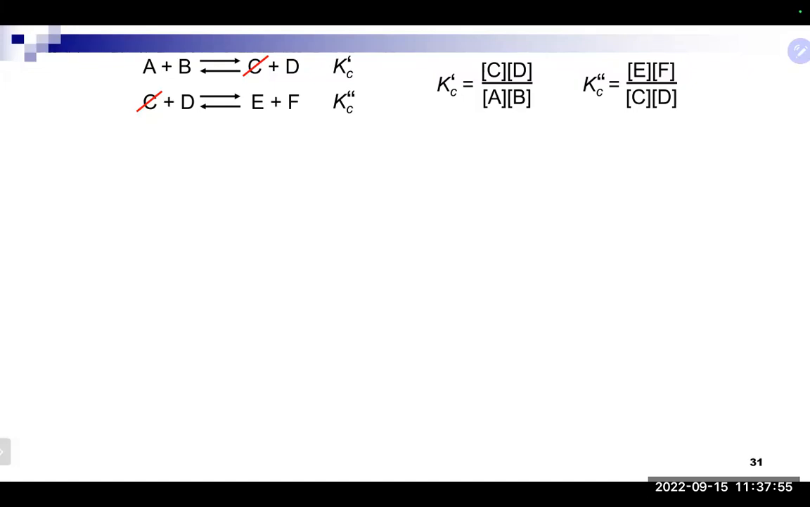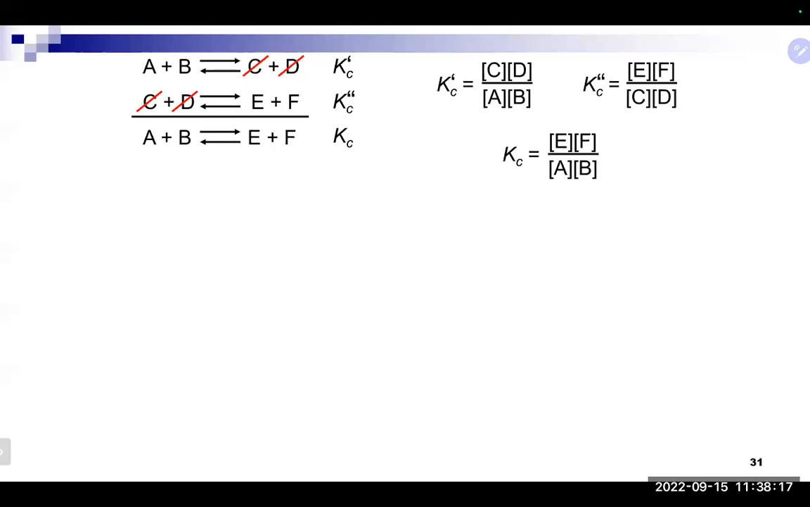So if we have these two equations and we add them together, anything on opposite sides of the arrow will cancel. And that will give us our overall reaction, which is A plus B goes to E plus F in this case. And the equilibrium constant for the overall reaction would be written as E times F divided by A times B.